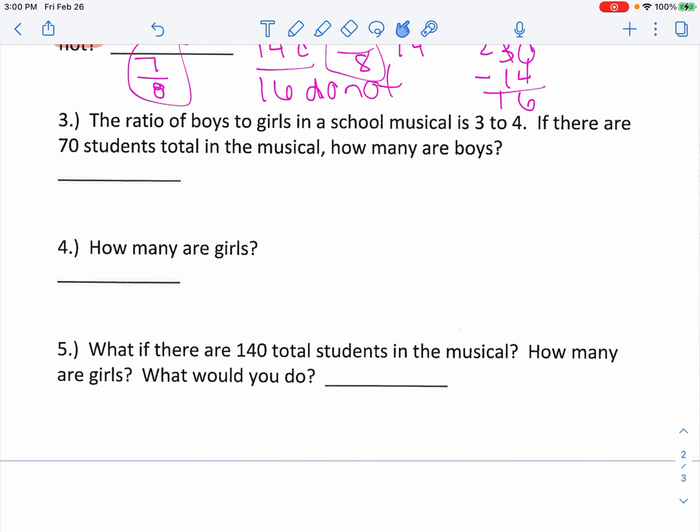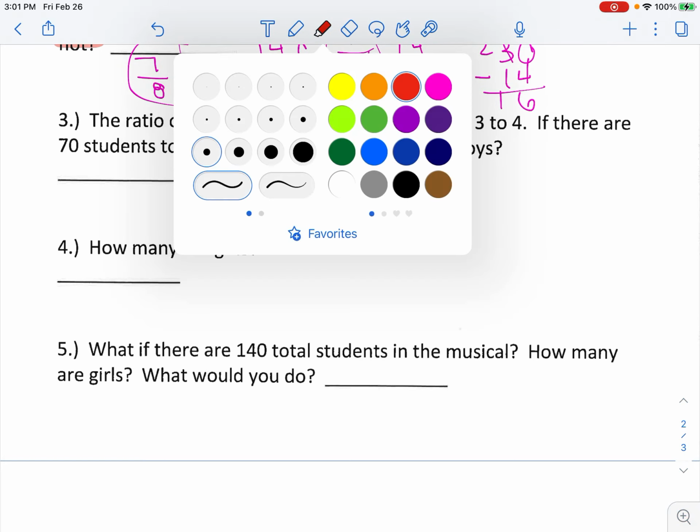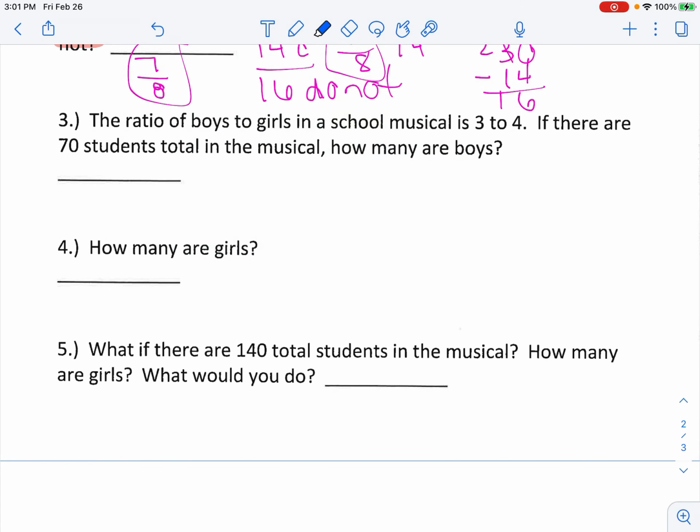The ratio of boys to girls in a school musical is 3 to 4. If there are 70 students total in the musical, how many are boys? Okay, we have a lot of information that we need to think about in this problem. The ratio of boys to girls in a school musical is 3 to 4.